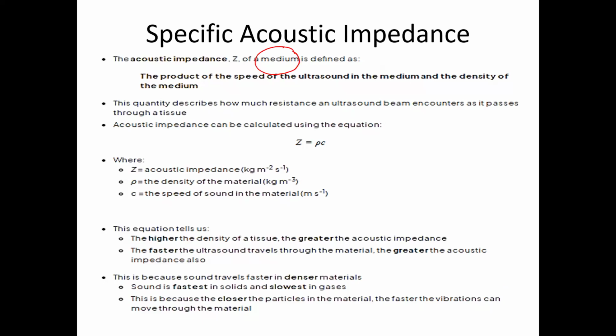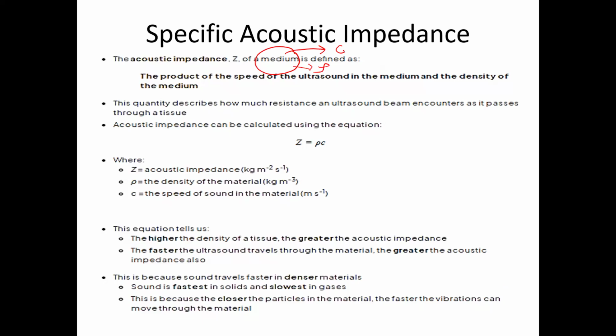So we know कि medium की कोई density भी होती है, ठीक है? Every medium has some density, और हर मीडियम के अंदर कितनी स्पीड से वो साउंड ट्रेवल कर रहा है. So what is acoustic impedance? The acoustic impedance of a medium is defined as what?